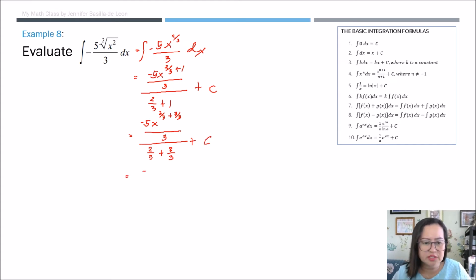Now we will simplify the exponent. We will have 5/3 over 3, and then in the denominator we will have 5 over 3, okay, plus c. And then simplifying the complex fraction, we shall have the inverse operation, and then the reciprocal of the denominator.